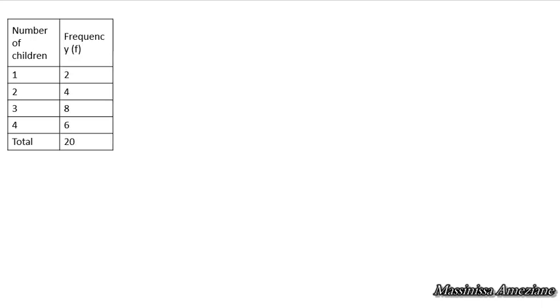Now let's see the frequencies. 2 for 1: how to read this? It means we have 2 families that have 1 child. We have 4 families that have 2 children. We have 8 families that have 3 children, and so on. In the end, we have a total of 20 families. So 20 families is a sample of all the families from a city, for example.